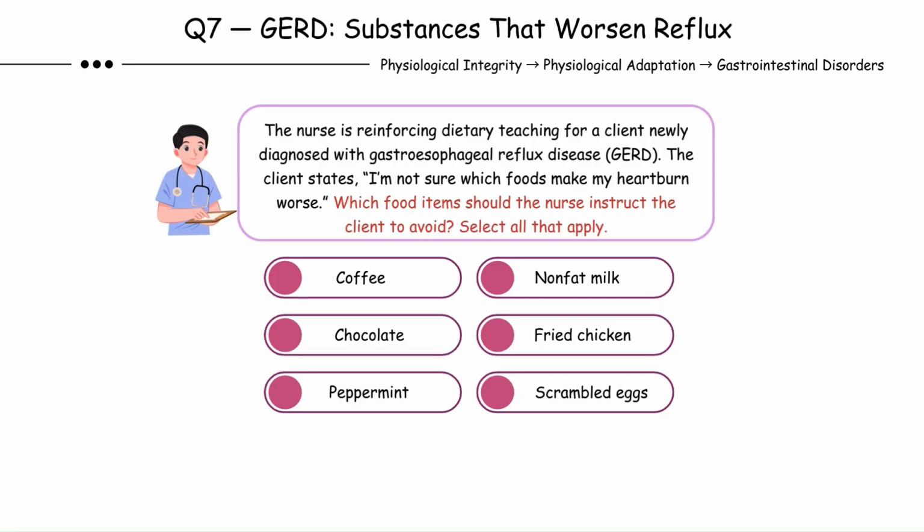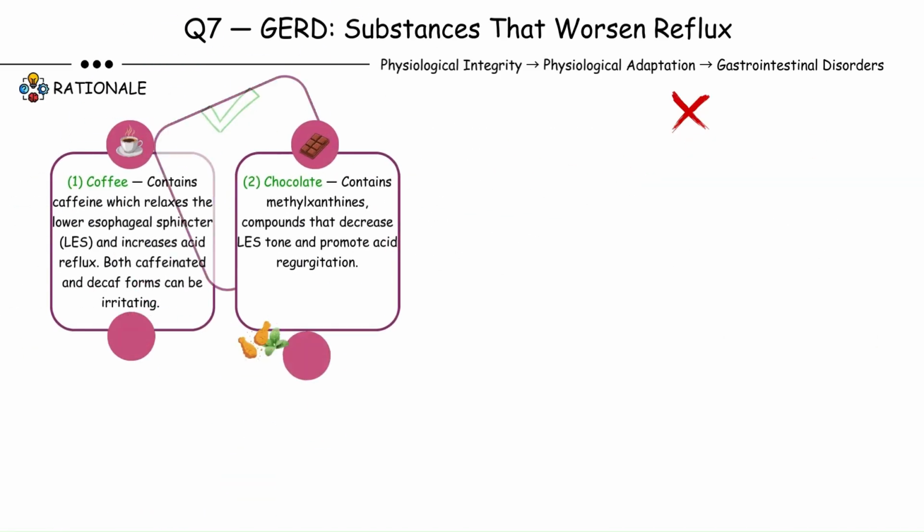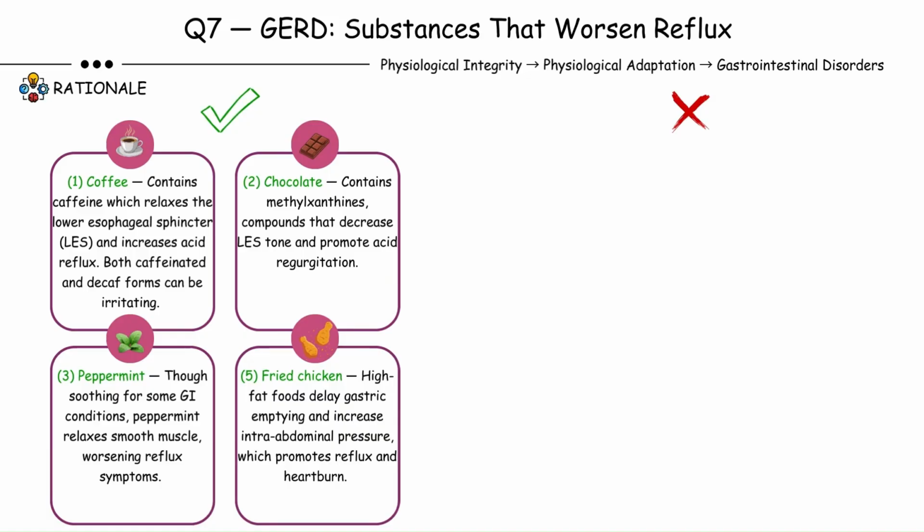The correct answers are option 1, option 2, option 3, and option 5. Let's look at the reasoning behind these correct choices. Coffee, whether caffeinated or decaf, can irritate the esophagus and relax the lower esophageal sphincter, or LES. A relaxed sphincter allows acid to move up into the esophagus more easily, triggering heartburn.